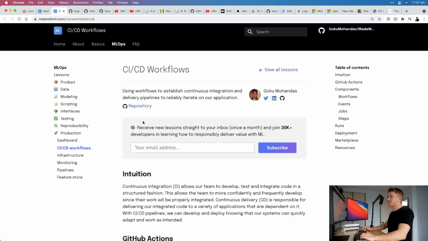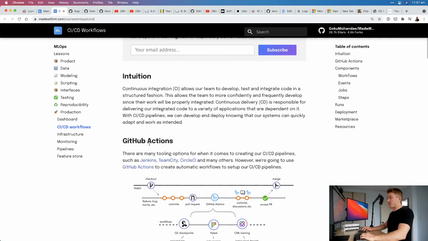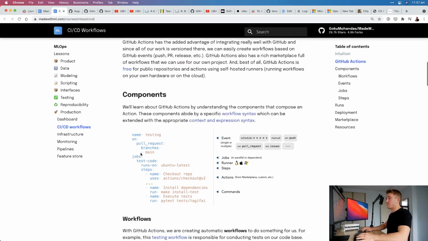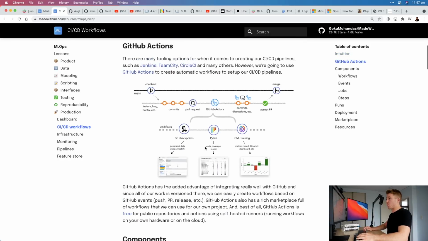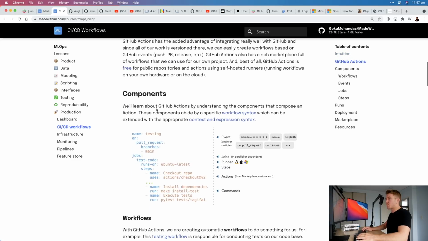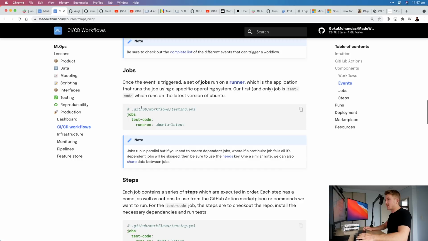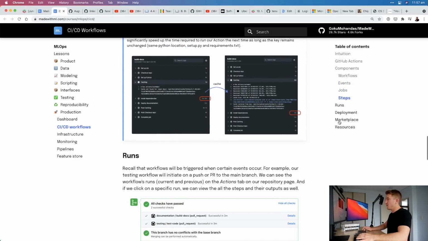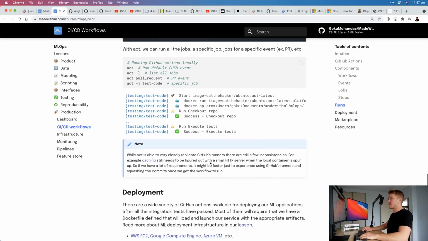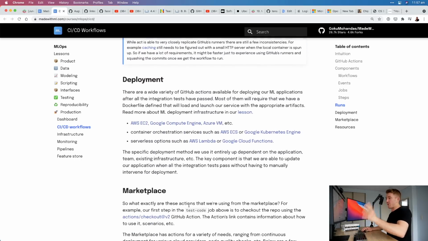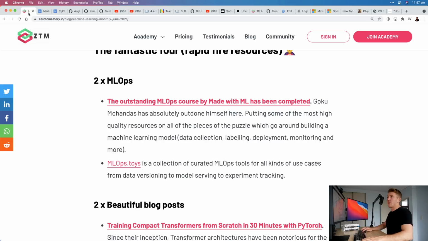Let's have a look at CI/CD. Intuition, GitHub Actions. Wow, that's a beautiful graphic. That's like graphically showing you what I just kind of told you. Components, we've got a YAML file, workflows, events, jobs, steps. Look, this is beautiful work. This inspires me to do better work. So check this out, bookmark it for all of your ML Ops needs.